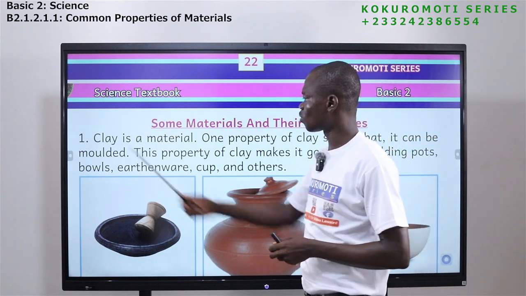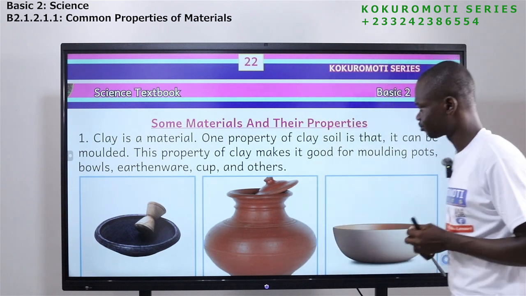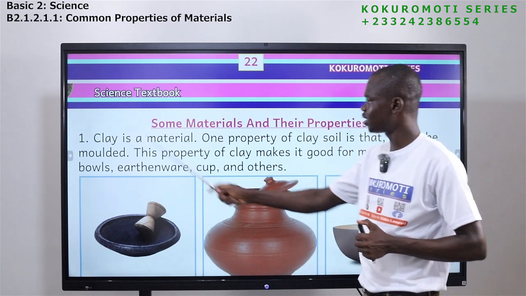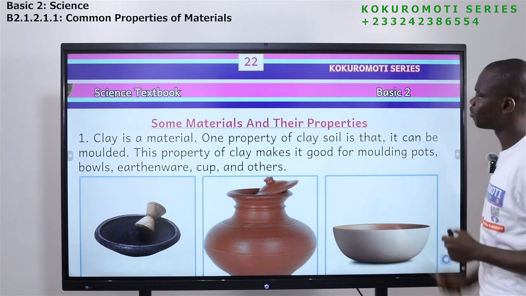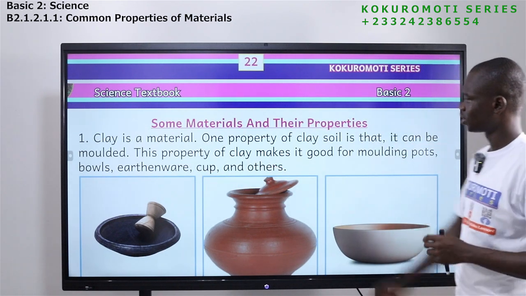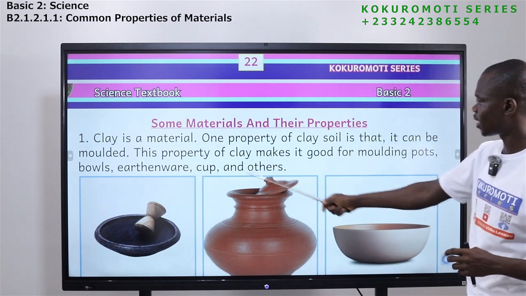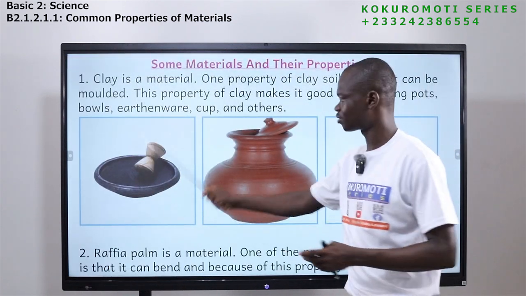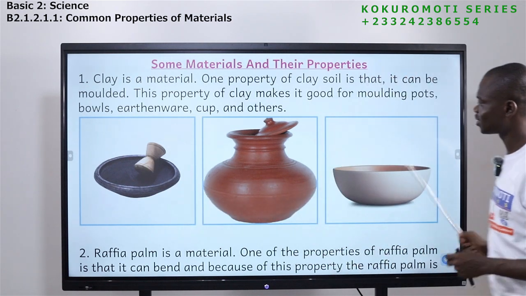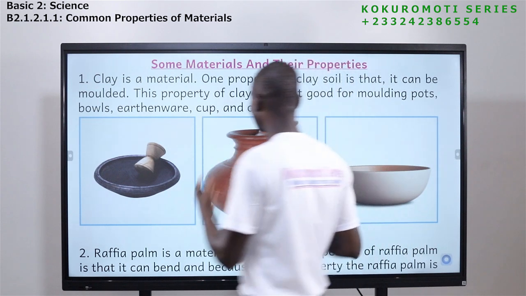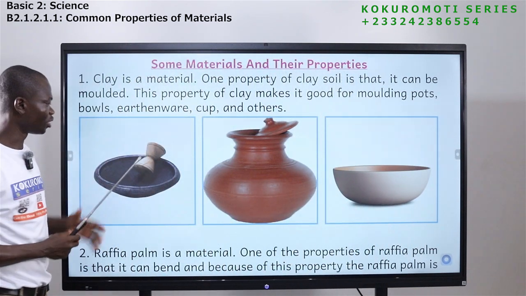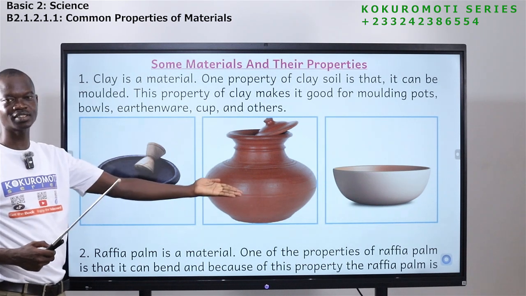So for example, number one, we have clay. So clay itself is a material. Listen, clay is what? A material. Clay is a material. One property of clay is that it can be molded. This property of clay makes it good for molding pots, bowls, earthenware, cup, and others. So if you look at these pictures, you can see that this one, this and this are objects that are made from what? Clay soil. All because we can mold clay soil to get something like this.